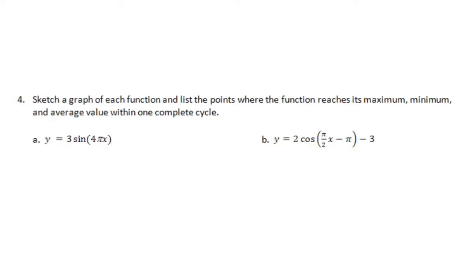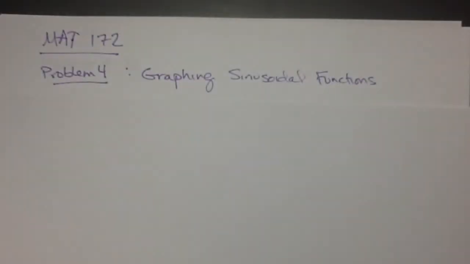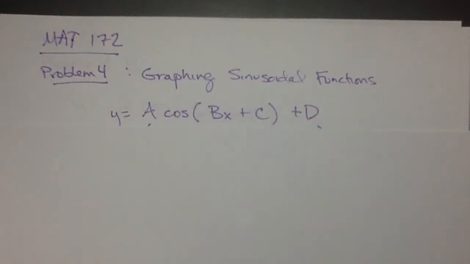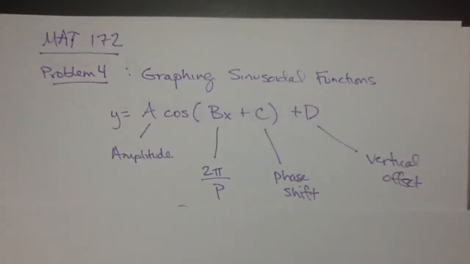We're doing review problems for the final exam. The first thing we're going to talk about is graphing sinusoidal functions. There are always four parameters, A, B, C, and D. A is the amplitude, which basically tells you from the midpoint to the max or the midpoint to the minimum. You can take the maximum minus the minimum and divide by 2 and get the amplitude.